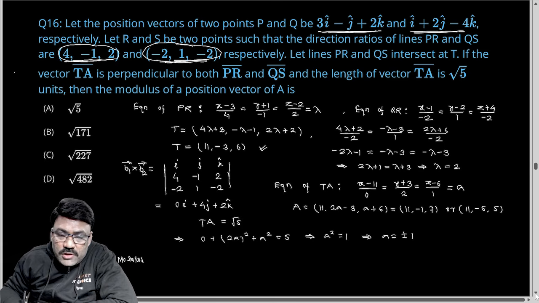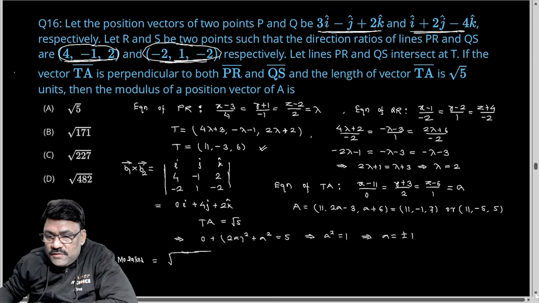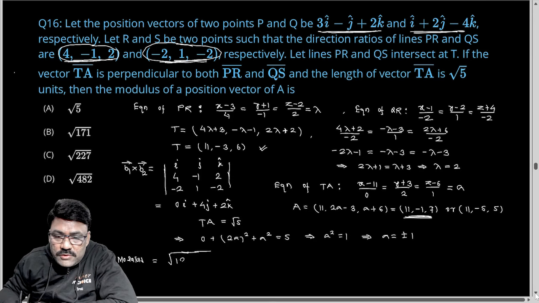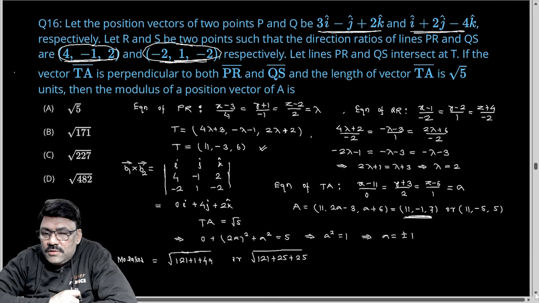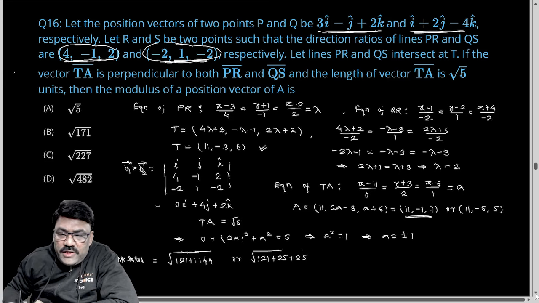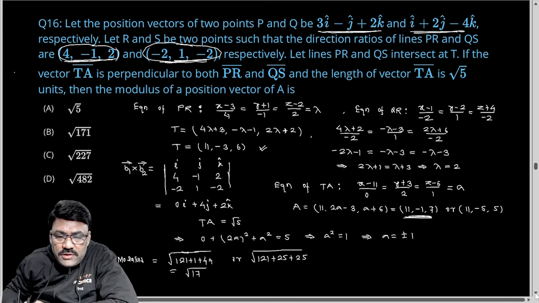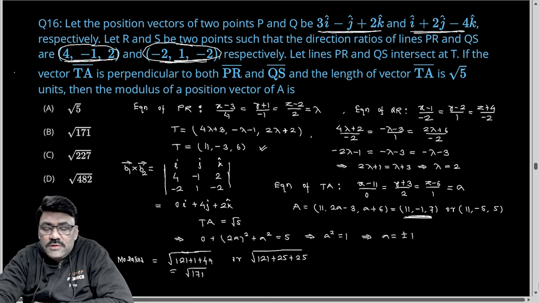So what will be the required modulus? The required modulus will be under root. If I take the first point, the modulus will be 121 plus 1 plus 49. Or if I take the second point, it is 121 plus 25 plus 25. In both cases I'm getting the same thing, under root 171. So option B is the correct option.